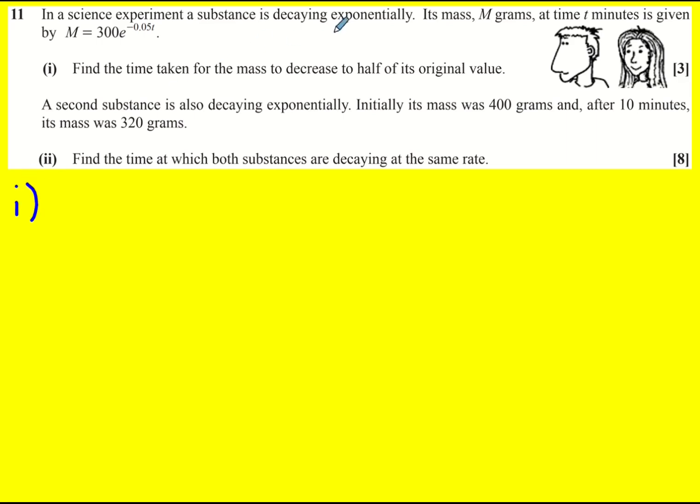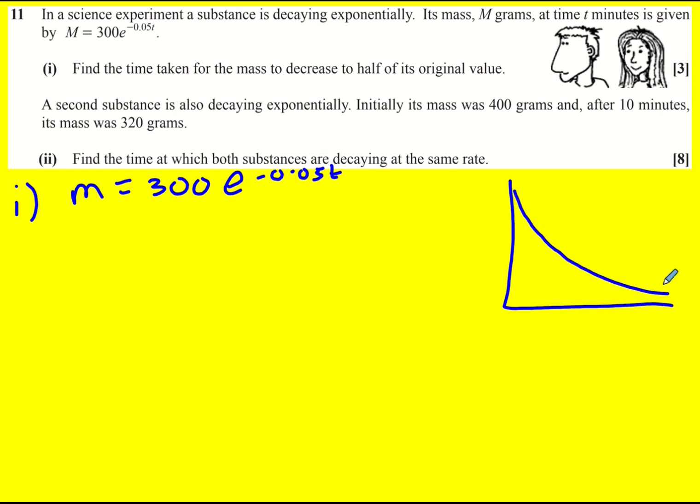We have a substance decaying exponentially: M equals 300 e to the minus 0.05t. If we drew this as a graph, it would look a little bit like this. We're talking about how long it takes for the mass to decrease to half of its original value, so maybe around here.